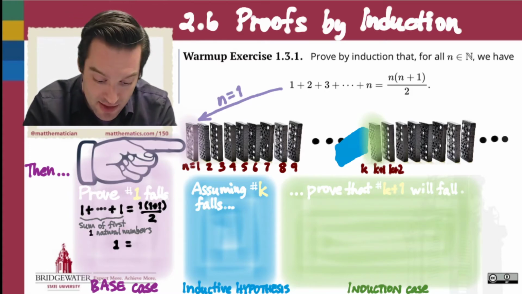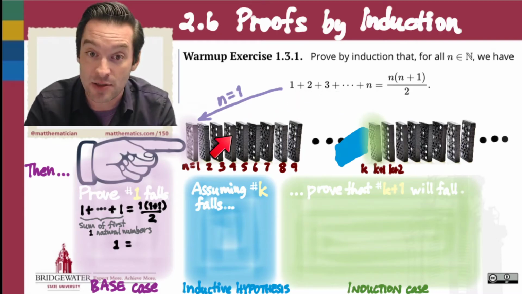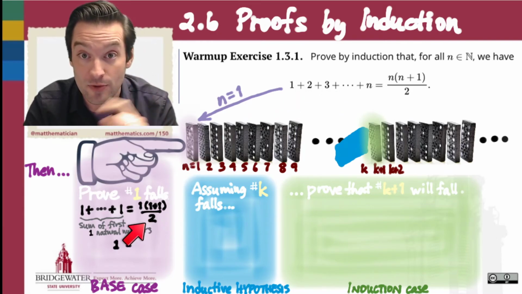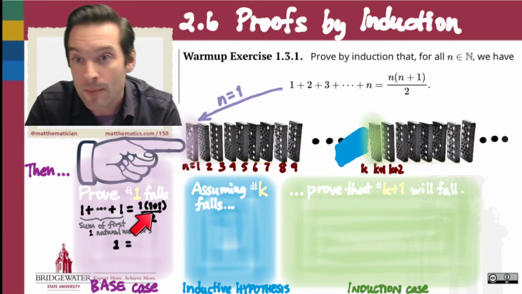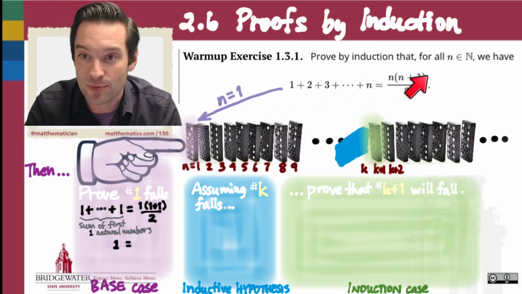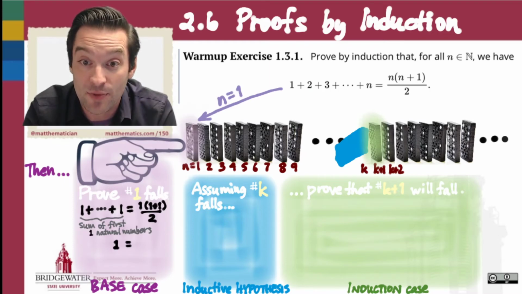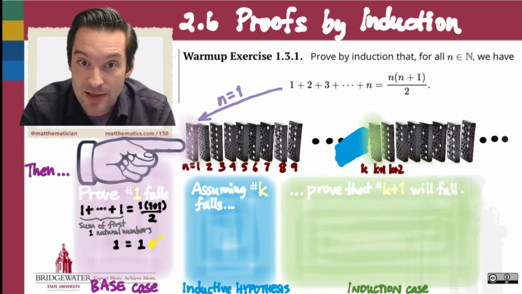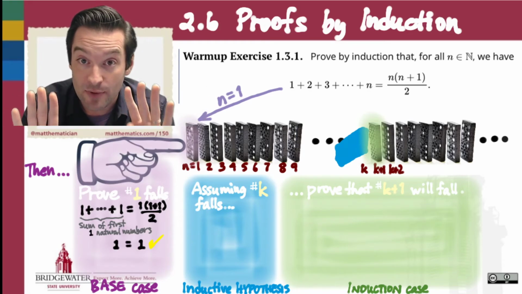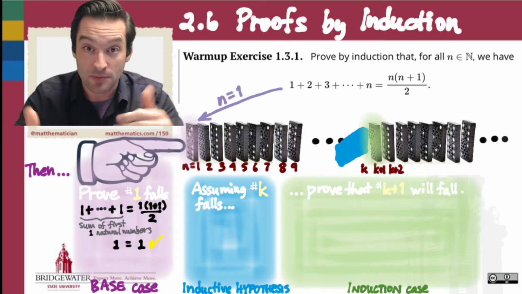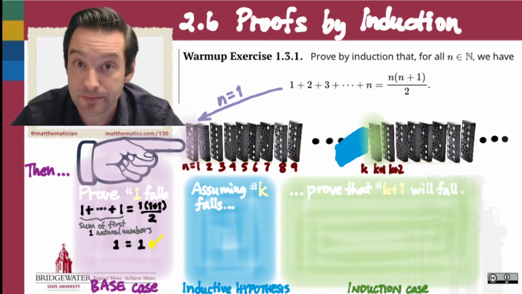And in the base case here, I would say the left-hand side of this equation will be equal to 1, the sum of the first 1 natural numbers. But then the right-hand side, n times n plus 1 over 2, well, when n is equal to 1, I can just evaluate 1 times 1 plus 1, all divided by 2. That's 1 times 2 over 2. That's equal to 1. And so both the left-hand side and the right-hand side of this equation are equal to 1, and so we conclude the base case is true.